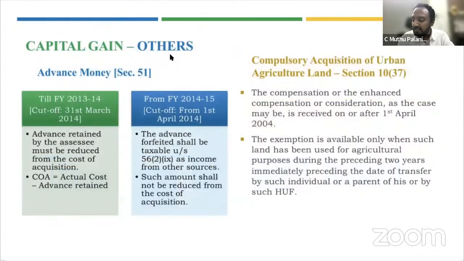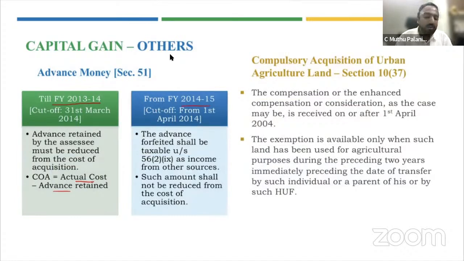When you say advance, till financial year 13-14, that is advance received till 31st March 2014, it will be adjusted with the cost. So my cost of acquisition will be actual cost minus advance retained. That is till 31st March 2014.